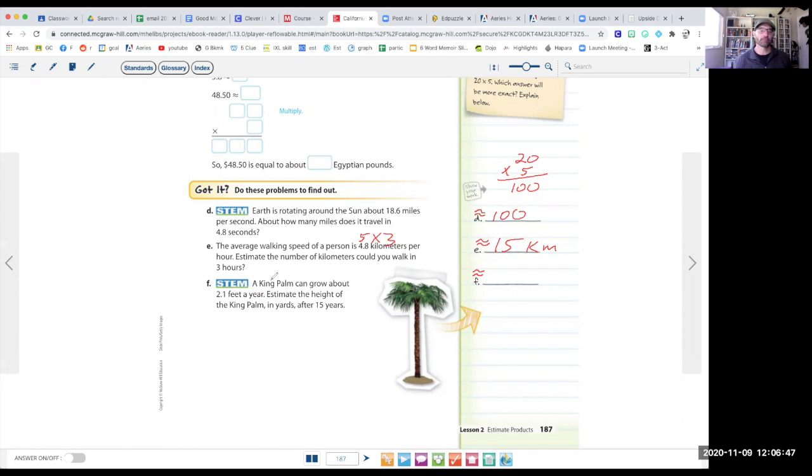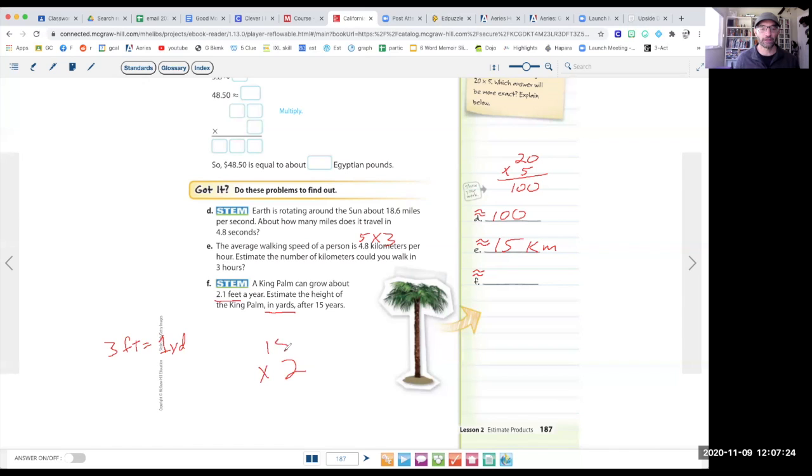Okay, now let's look at number F. A king palm can grow about 2.1 feet a year. Estimate the height of a king palm in yards after 15 years. Now notice something. They're telling you 2.1 feet, but you have to put your answer in yards. Remember, 3 feet is 1 yard. So whatever answer you get, you're going to have to divide it by 3. Okay, ready, go.